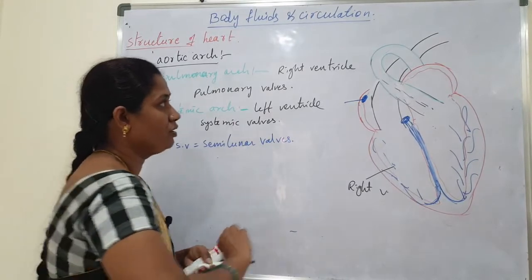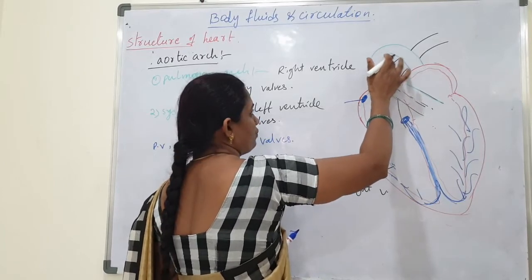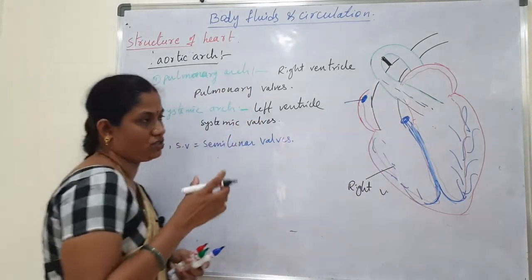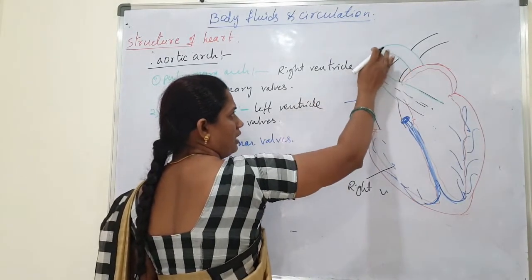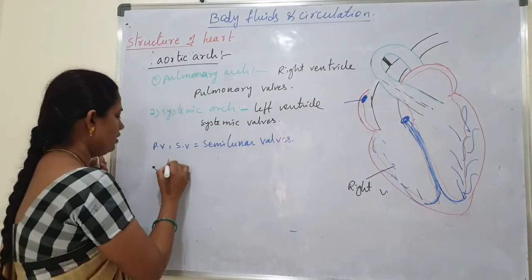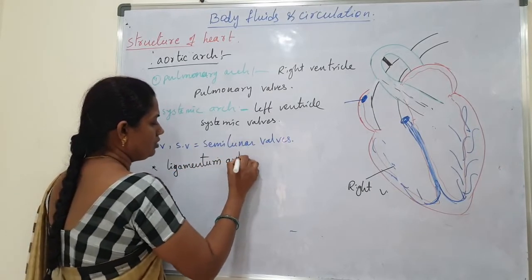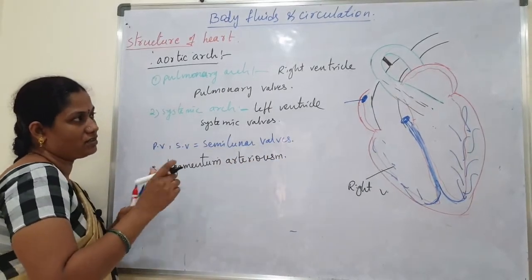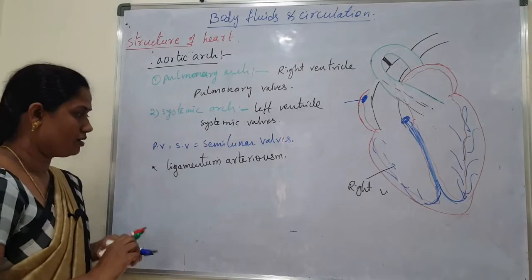Next, where the systemic arc and the pulmonary arc are joined, there is a small connection, a string-like structure. The pulmonary arc and systemic arc are connected externally by a string-like structure called the ligamentum arteriosum.